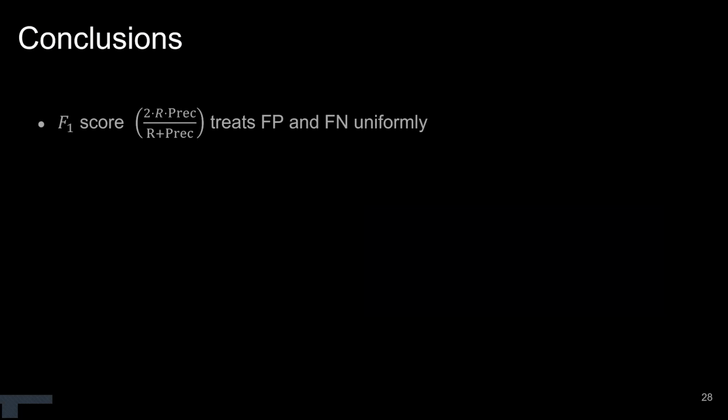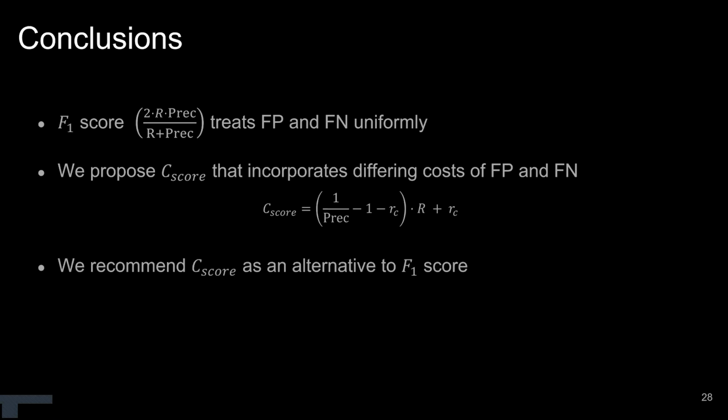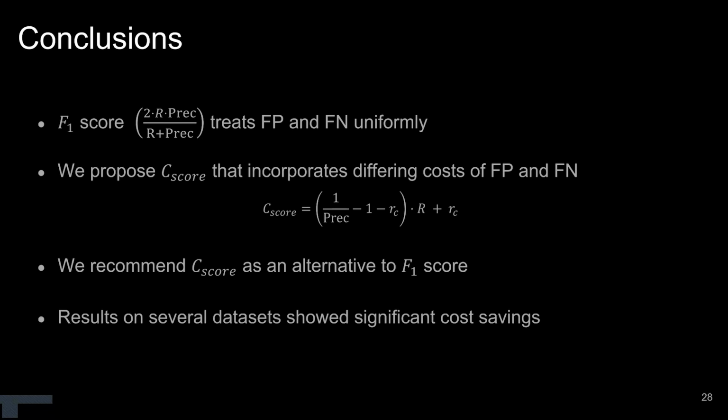So in conclusions, F1 score is very useful and it's used quite uniformly across different problems. But it has the drawback that it treats false positives and false negatives the same. We propose an alternative to F1 score called Cscore. We ran experiments on several data sets and found that it performs significantly better.